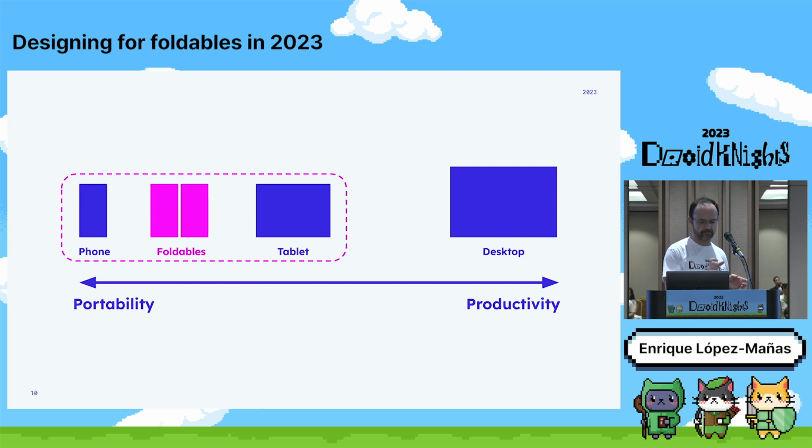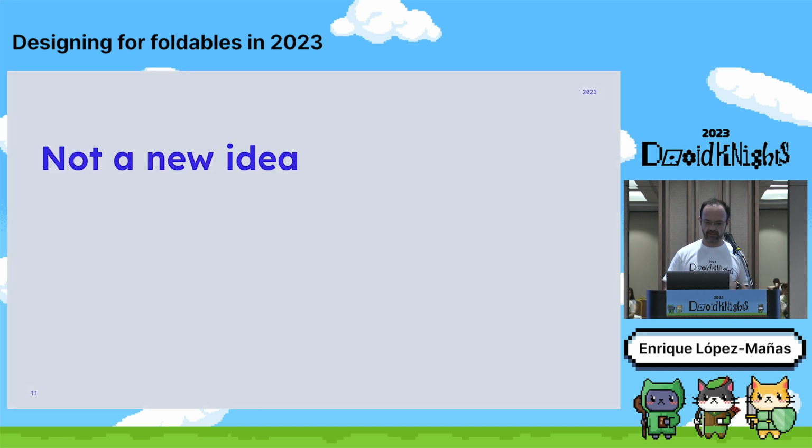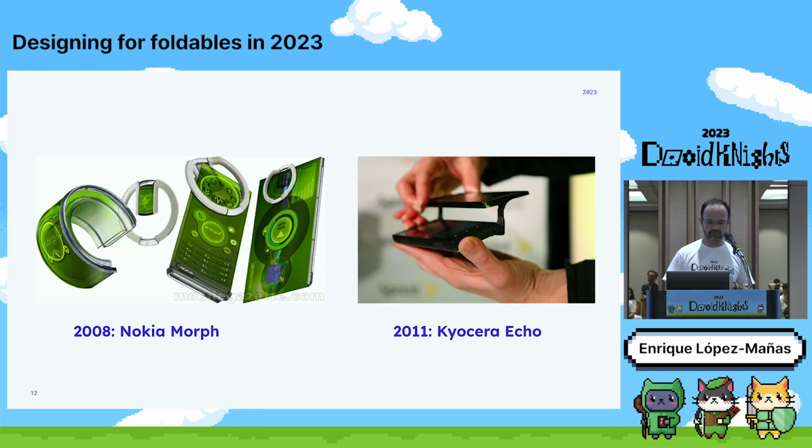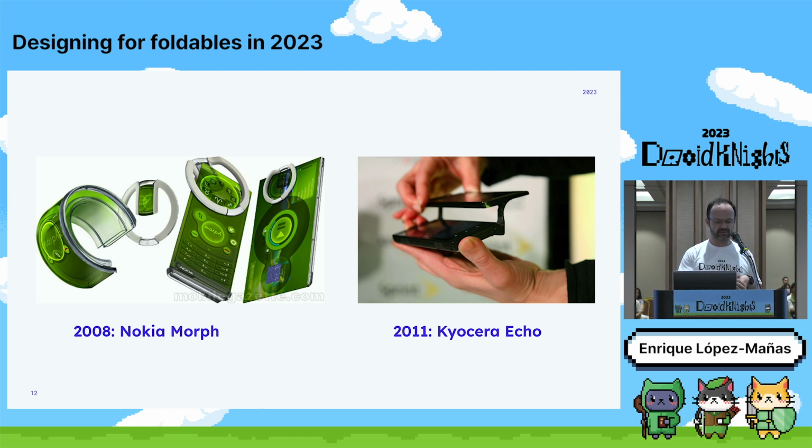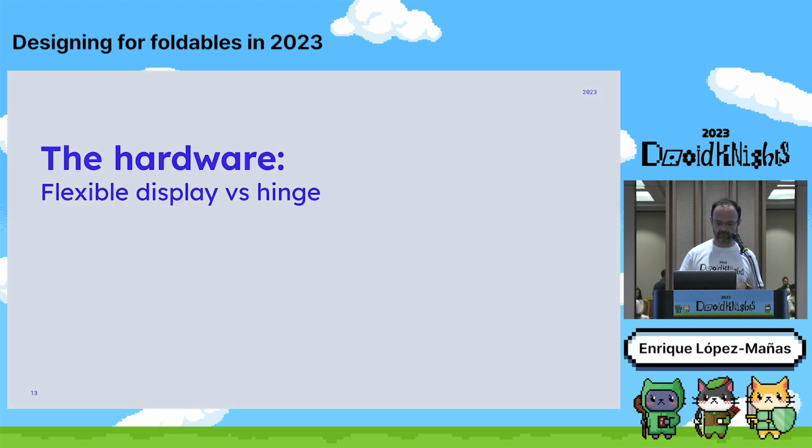Foldables try to bridge this gap between phones and tablets. They are not quite a phone, but they're not quite a tablet. It's not a new idea. They have been here for quite a bit of time. In 2008 already, there was a prototype announced from Nokia called Nokia Morph that, you see, everything looks a little bit science fiction. They were trying to bring a bracelet that you could put on and, similar to a watch, get a different type of UI. And we also had things like the Kyocera Echo, which was a device with 2 screens that, as you move them, you could be readapting your application to be on both screens.